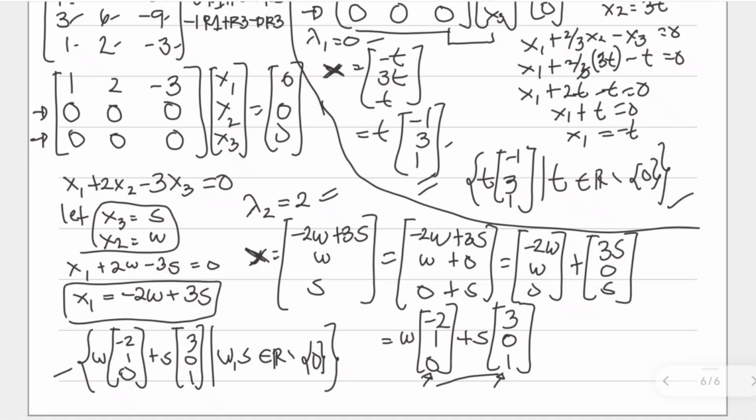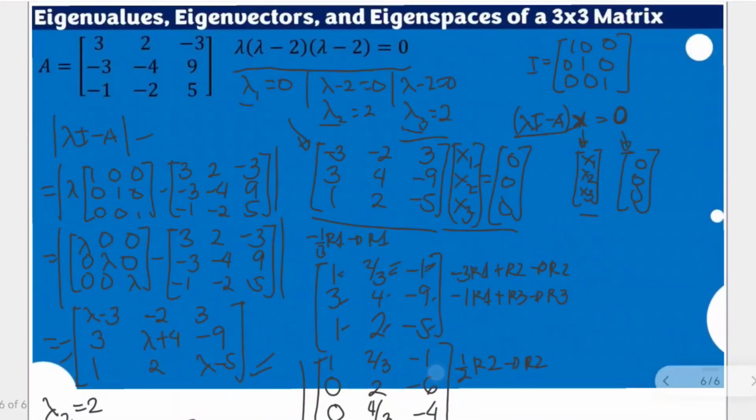So again, this will be the last video for solving eigenvalues, eigenvectors, and eigenspaces for a 3x3 matrix. We also have characteristic equations for other 3x3 matrices on our channel as well. I'm going to leave it to you to solve for the eigenvalues, eigenvectors, and eigenspaces.